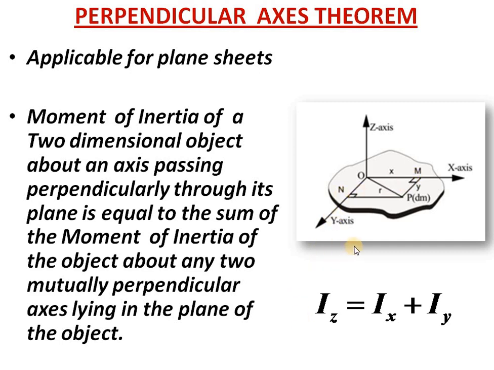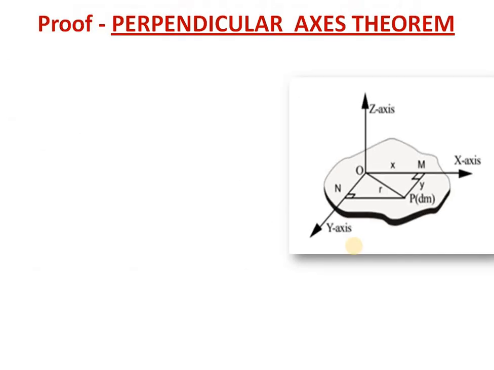So this is what it says, and the theorem can be used to find the moment of inertia of an object with respect to different axes. If you know about the x-axis, you can even find about the y-axis, and the z-axis. So there are so many applications of the perpendicular axis theorem. We stated it here, but have not proved it. So now let us try to prove the perpendicular axis theorem.